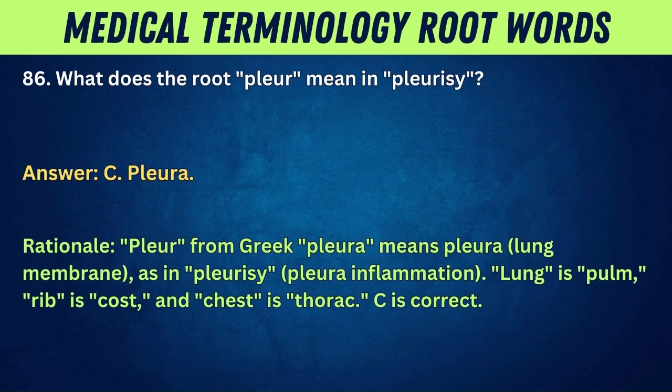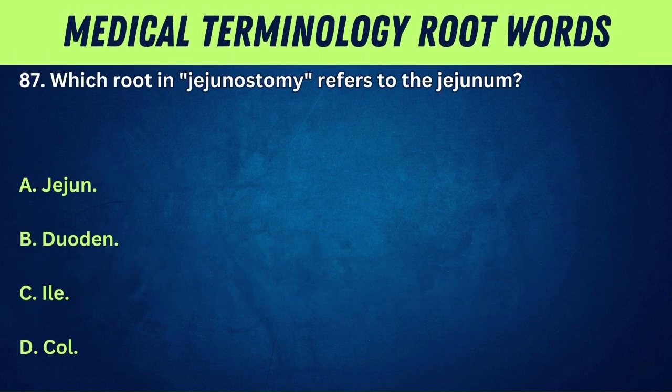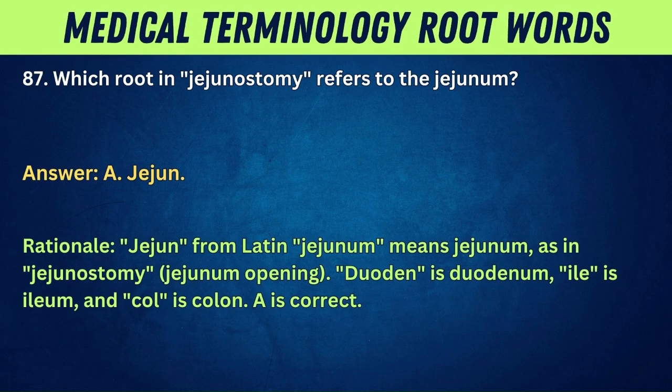Pleura. Rationale: pleur from Greek pleura means pleura, lung membrane, as in pleurisy, pleura inflammation. Lung is pulm, rib is cost, and chest is thorax. C is correct. 87. Which root in jejunostomy refers to the jejunum? A. Jejun. B. Duoden. C. Ile. D. Col. Answer: A.